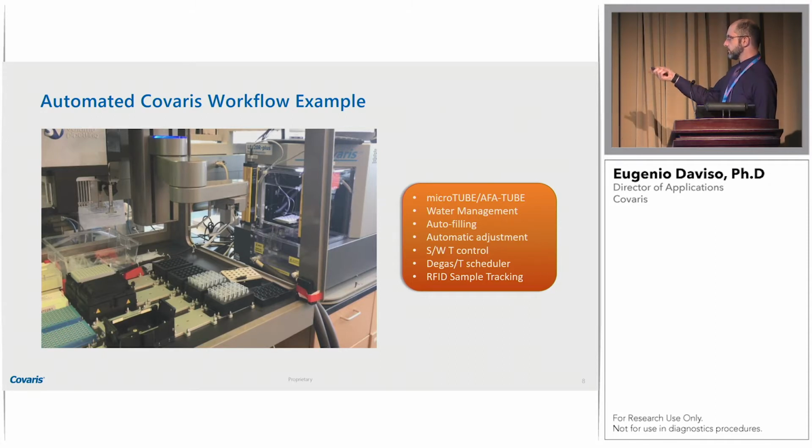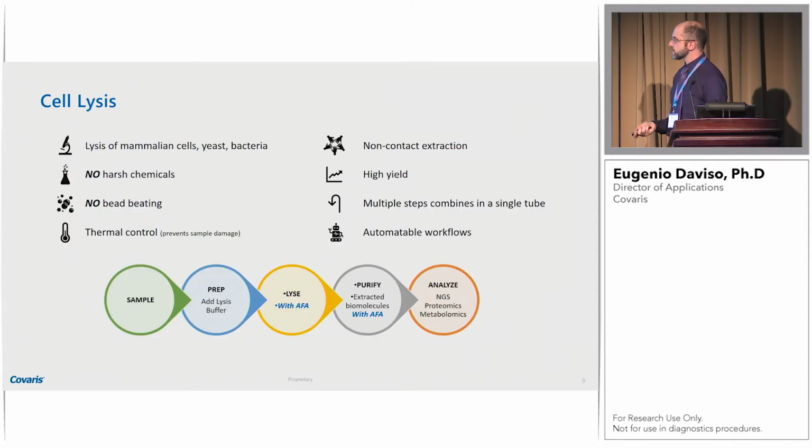This is automatable with the microtube and AFA tube, as I mentioned. There is water management, autofilling, automatic adjustment, software, temperature control, the gas, and there is also an RFID sample tracker if you are thinking about tracking down your sample.